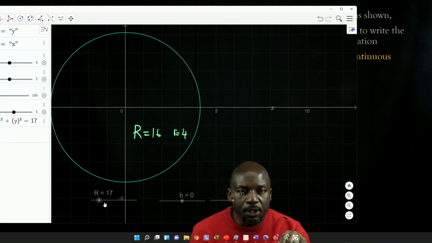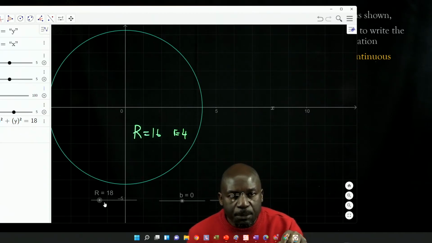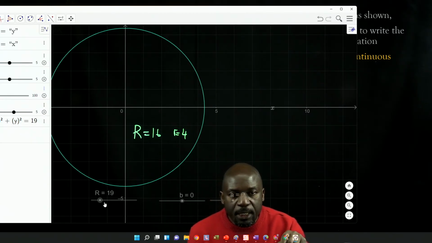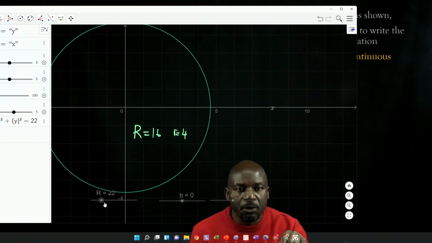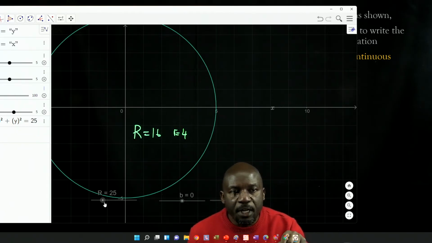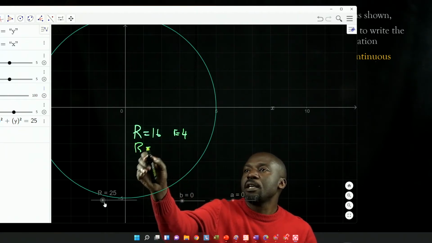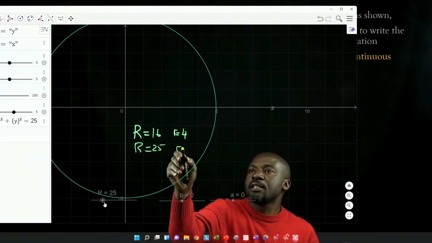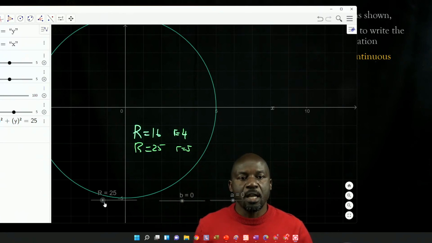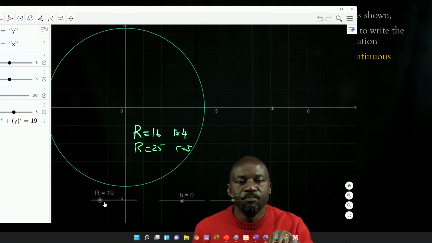I'm not so sure what that radius is. 18, I'm still not so sure. 19, I'm not sure. 20, I'm not sure. But if I move it to 25, the radius is 5. So when capital R is 25, the radius is 5. Okay, I can move backwards and see what happens if R is smaller.